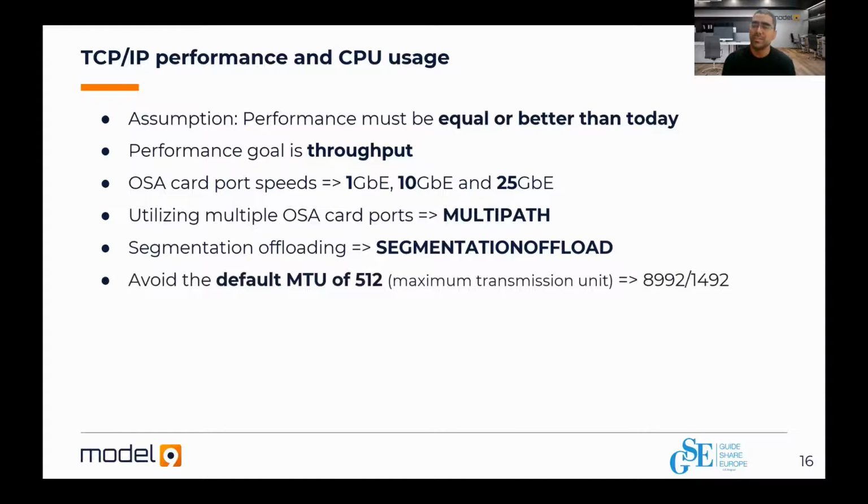Another important thing to notice is the maximum transmission unit on the mainframe. The default is really low, like 512. And if you haven't touched that, you should really make sure it is at least 1492, and the higher the better if your network infrastructure supports that. It goes as high as almost 9K. This will again reduce the amount of work that TCP/IP and the OSA cards need to do in order to chunk up the data into smaller pieces.